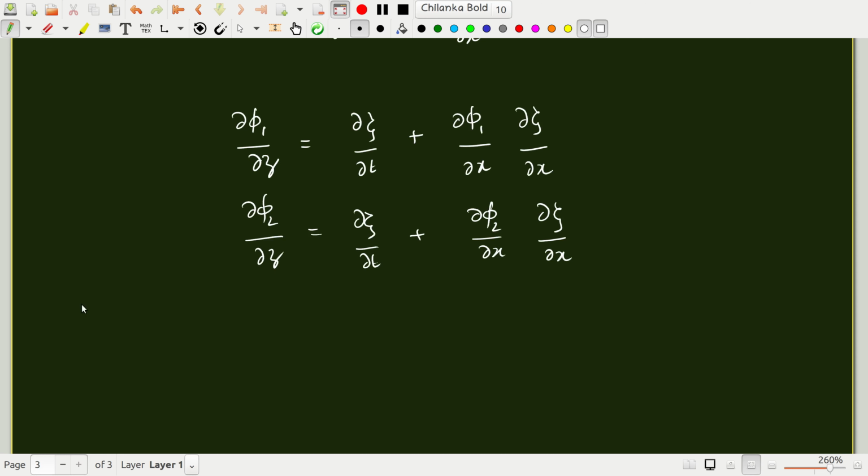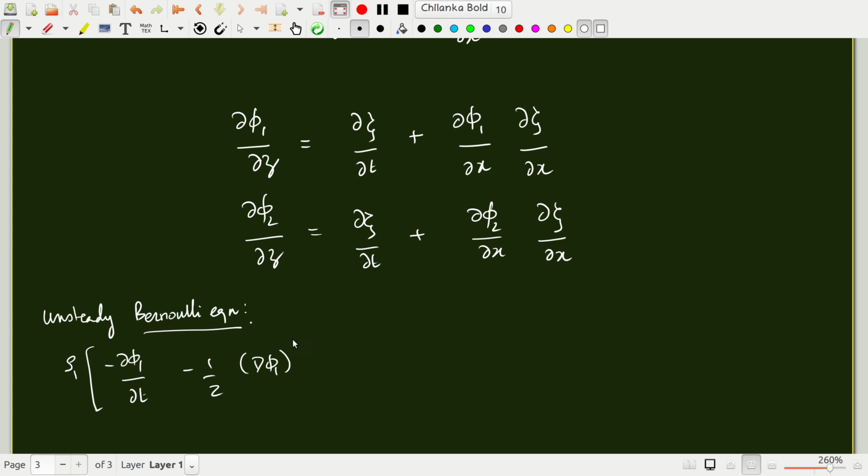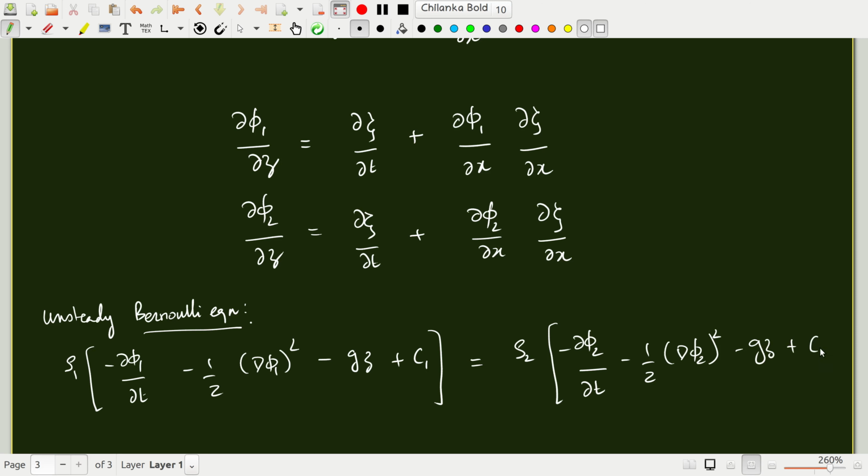Now the pressure has to be obtained from the unsteady Bernoulli equation. So this is rho 1 times minus partial phi 1 by partial t minus half del phi 1 the whole squared minus gz plus c1, which is rho 2 times minus partial phi 2 by partial t minus half del phi 2 the whole squared minus gz plus c2.